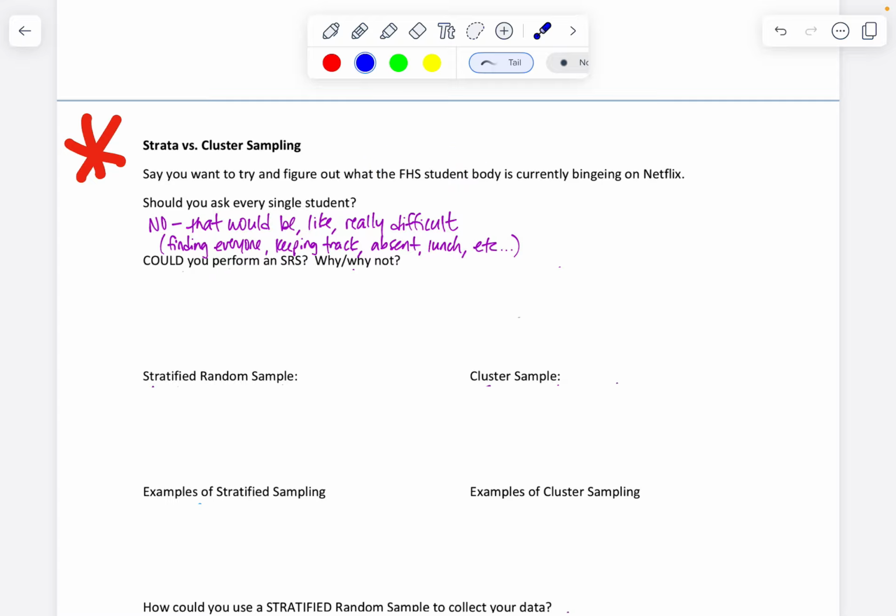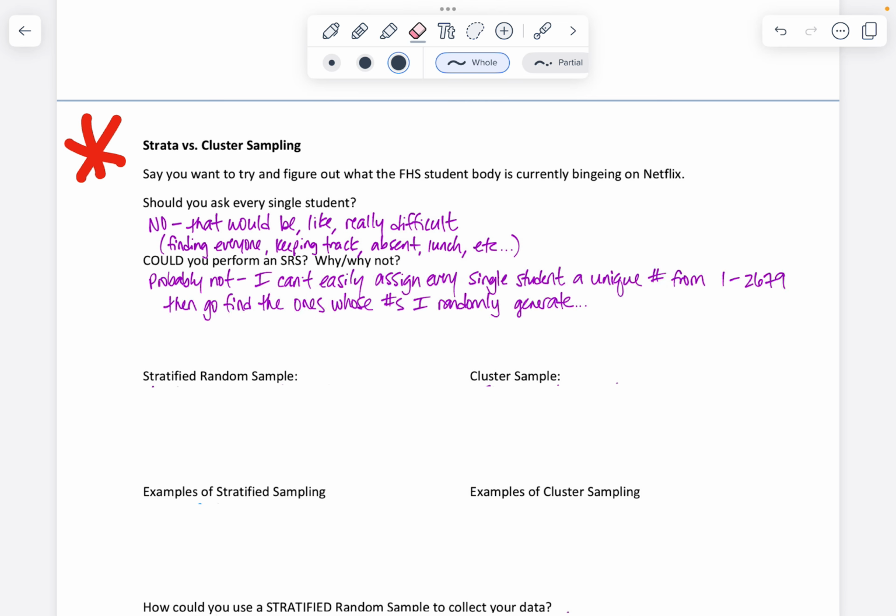So everybody is numbered, let's pretend alphabetically like I did in class, except there's like 2,700 students and everybody has a number. And then I lottery style call off numbers. And then I have to go find them, right? Still not that easy. An SRS is not easy to do when you have a large population, okay? That is not going to be the easiest thing to do.